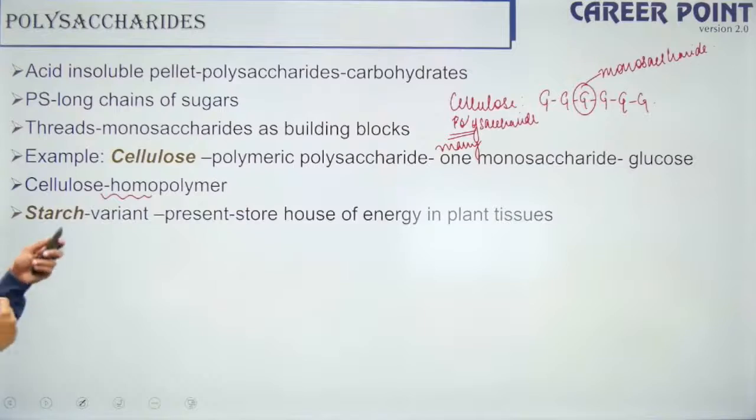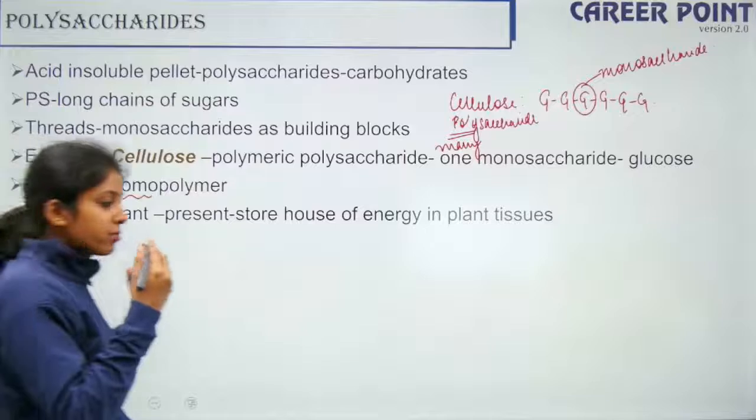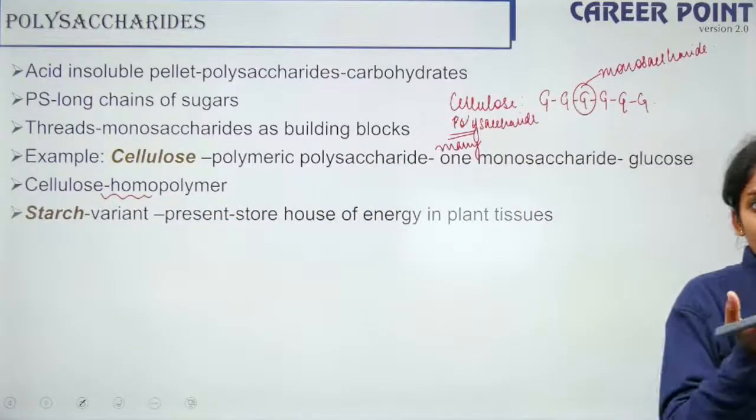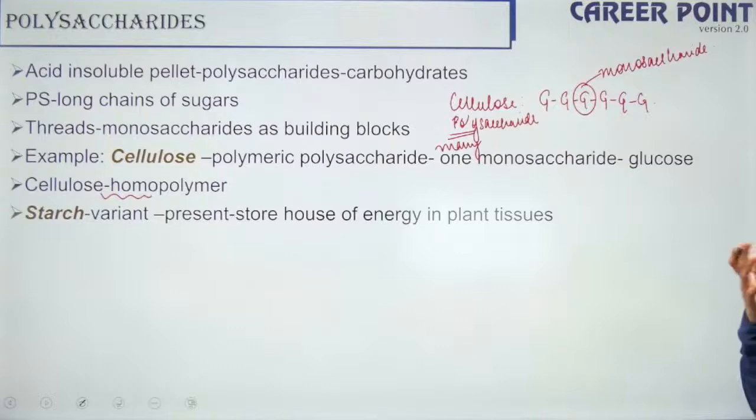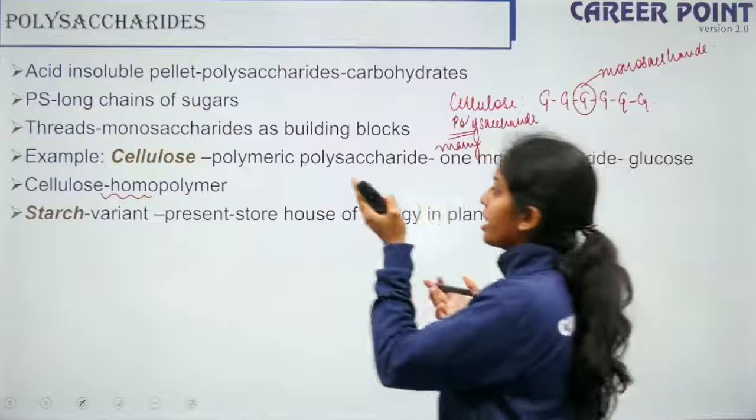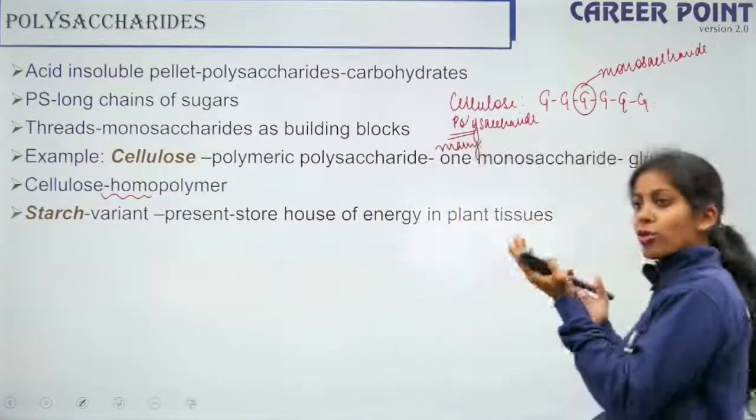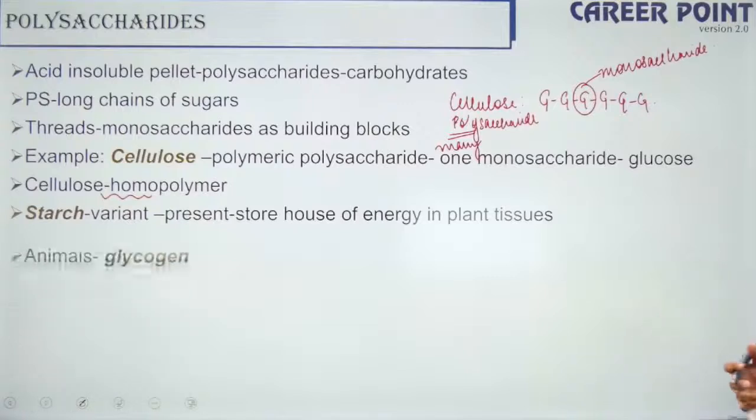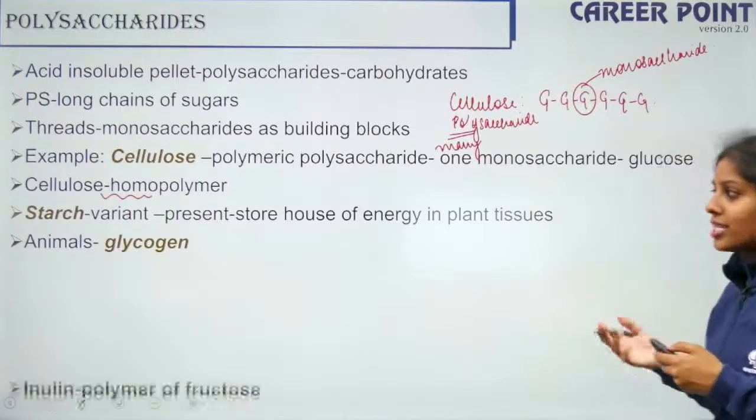Alright, so starch, which is a variant of glucose storage. Plants, by photosynthesis, produce glucose and they store it in the form of starch, and in animals they store it in the form of glycogen, right? So starch is a storehouse of energy in your plant tissues. In animals it is stored as glycogen.